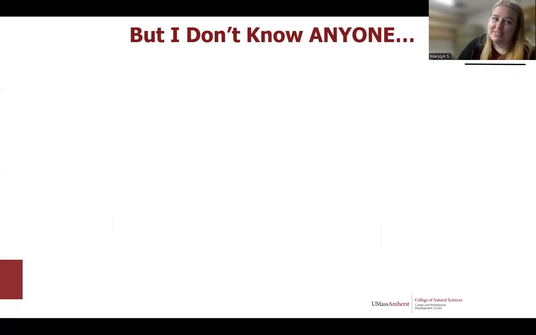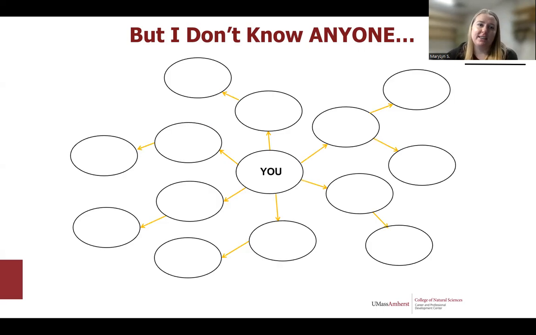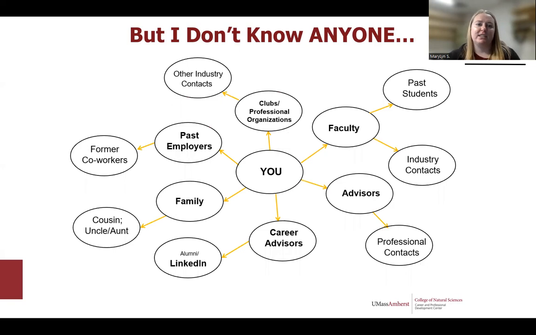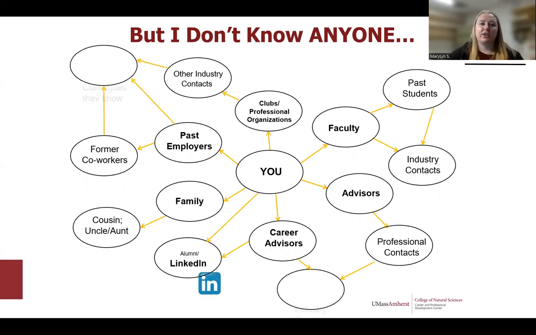So if you're thinking about your LinkedIn profile and you feel unsure, maybe you don't feel like you really know anyone, think of yourself and then start drawing out a map of all the people that you know, right? Your faculty, advisors, career advisors, family, employers, clubs, professional organizations. And then think even further: who do those people know? So who do your faculty know from previous roles that they were a part of that relate to the career fields that you want to go into?